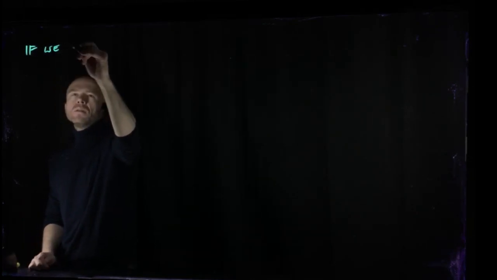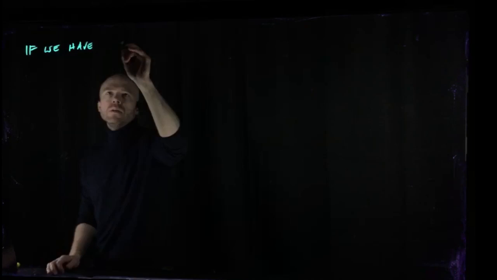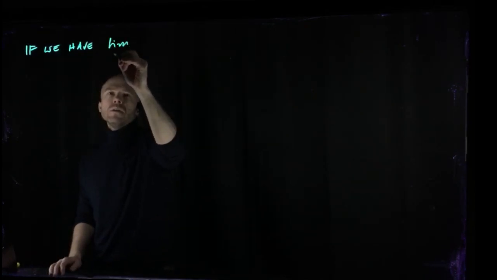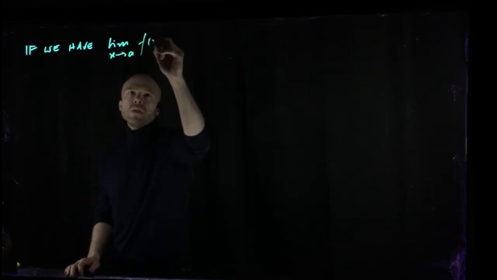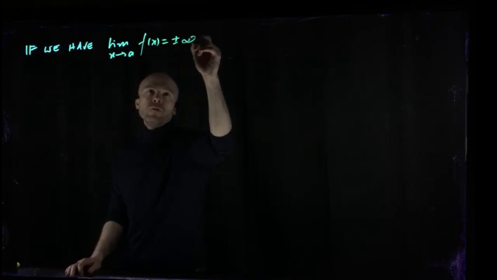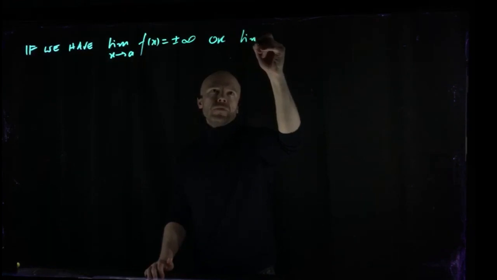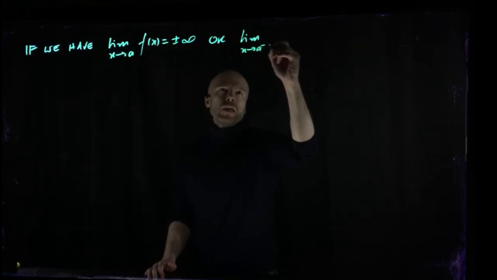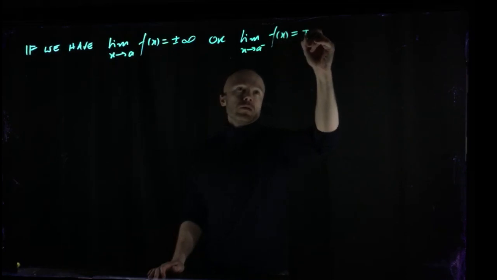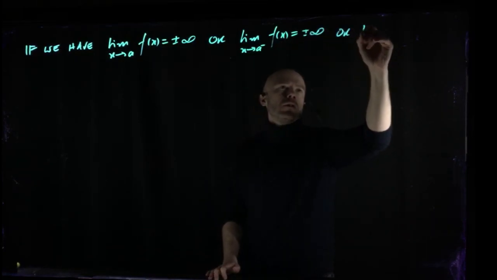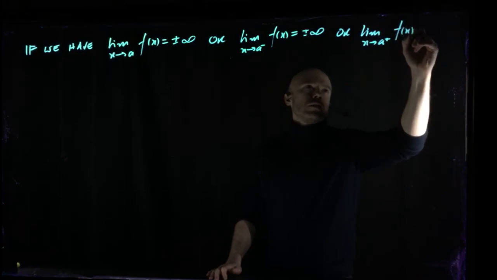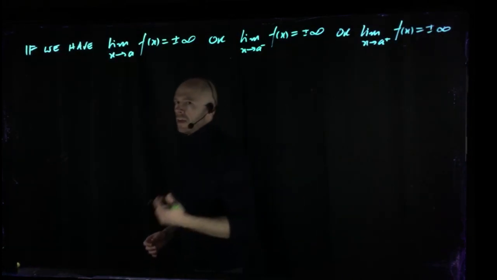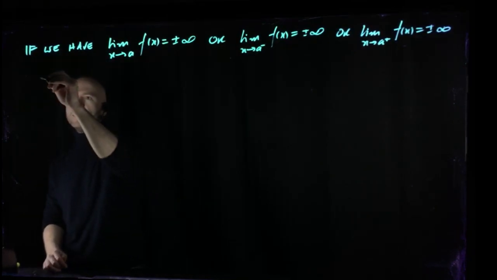Okay, so if we have that the limit as x approaches a of f of x is either plus or minus infinity, or the limit as x approaches a from the left-hand side of f of x is either plus or minus infinity, or the limit as x approaches a from the right-hand side of f of x is plus or minus infinity, then we say that f has got a vertical asymptote at a.